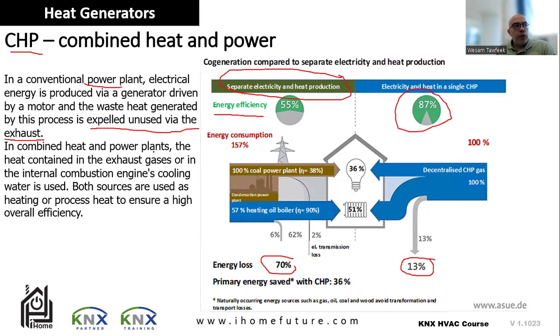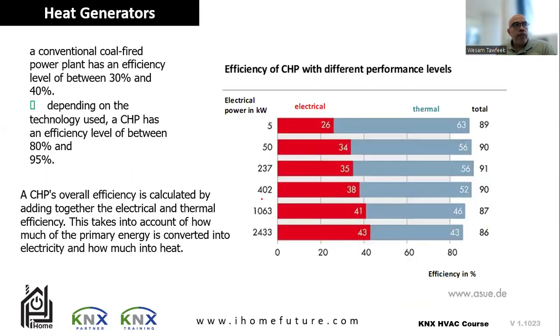In combined heat and power plants, which is the CHP, the heat contained in the exhaust gases or in the internal combustion engine's cooling water is used. In this way, I'm using the heat. Both sources are used as heating or process heat to ensure a high overall efficiency. And this is the most efficient way to generate heat.